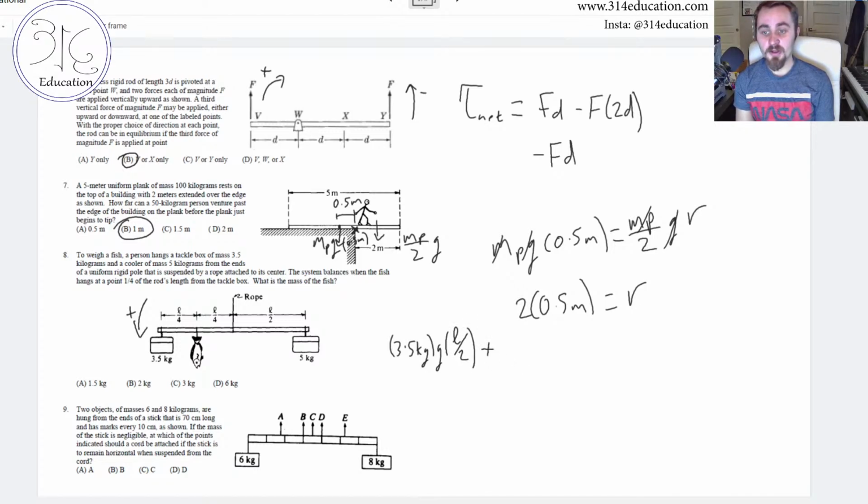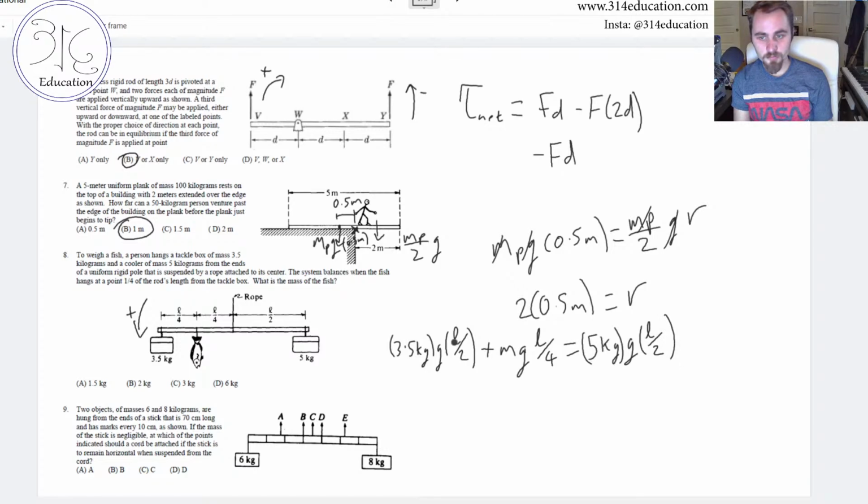That's fine. And then also in the counterclockwise direction, we have the fish. We're just going to use m as the mass because we don't know what it is. We want to solve for that. But we know it's at a distance L over 4. And we expect this to equal the clockwise torques, which is just one torque. This is just the 5 kilogram mass hanging downwards, also being accelerated at acceleration g. And this is at a distance L over 2.